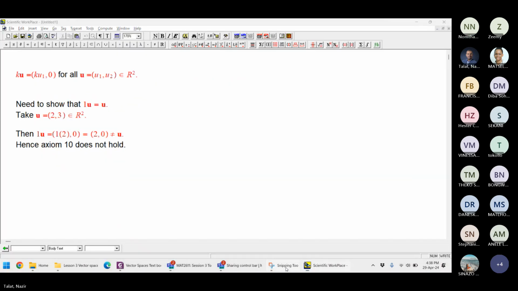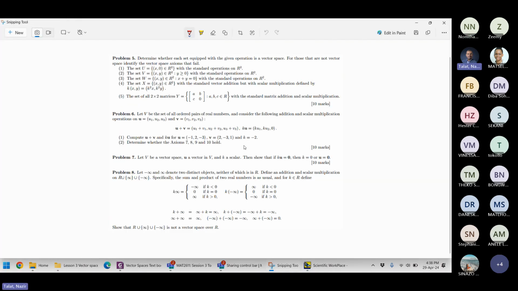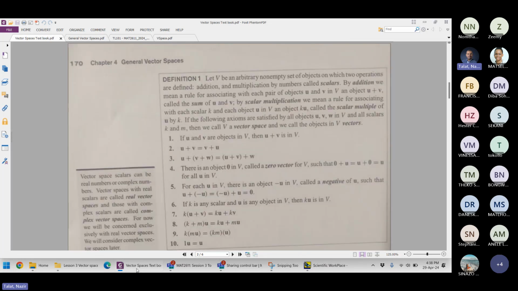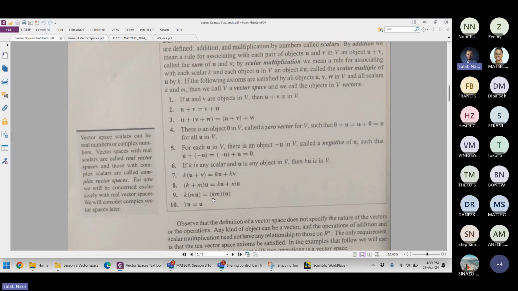Okay. In problem number 6, in the first part, you need to compute u plus v, where the operation is available for how to add two vectors, and also compute k times u, where k is available, u is available, and the formula is available. Use only this formula to compute ku. And the next thing is to determine axioms 7, 8, 9, and 10. You know where axioms 7, 8, 9, 10 are? Here we have 7, 8, 9, and 10.